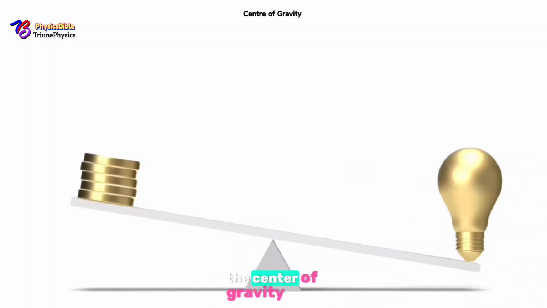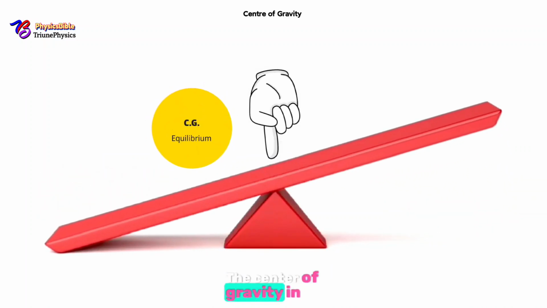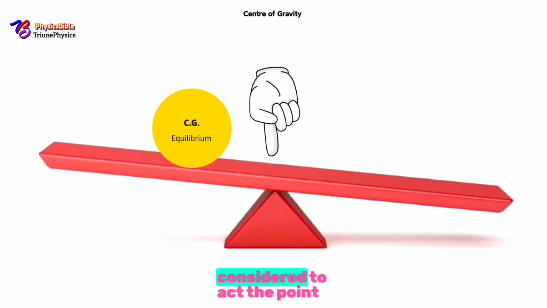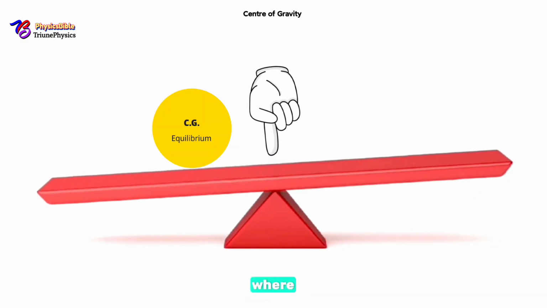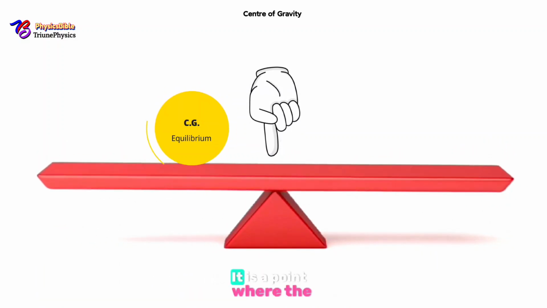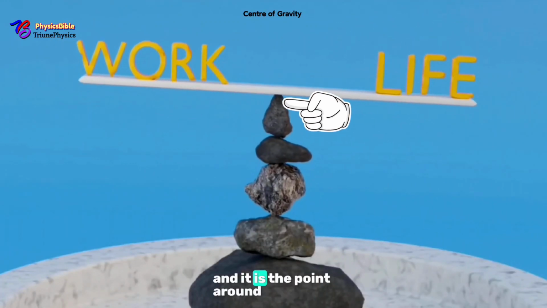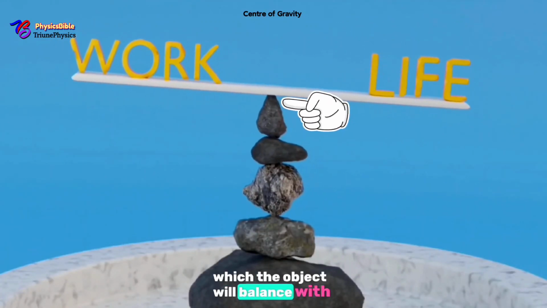Equilibrium of forces, the center of gravity. The center of gravity in physics, CG, is a point where the weight of an object can be considered to act, the point where the weight is gathered most mightily. It is a point where the entire weight of the object can be concentrated, and it is the point around which the object will balance in equilibrium.